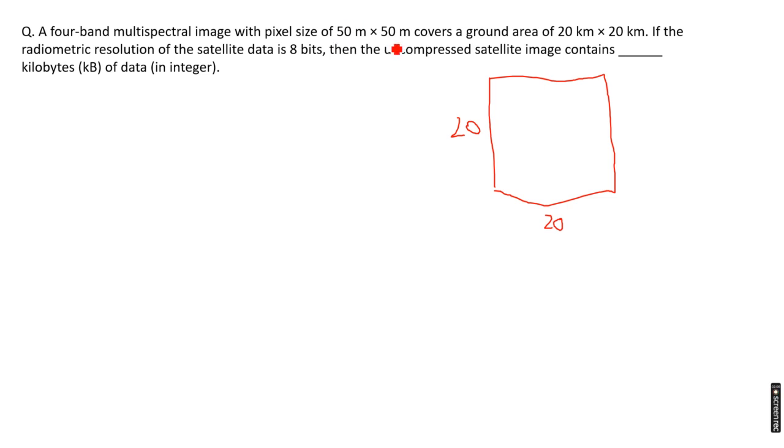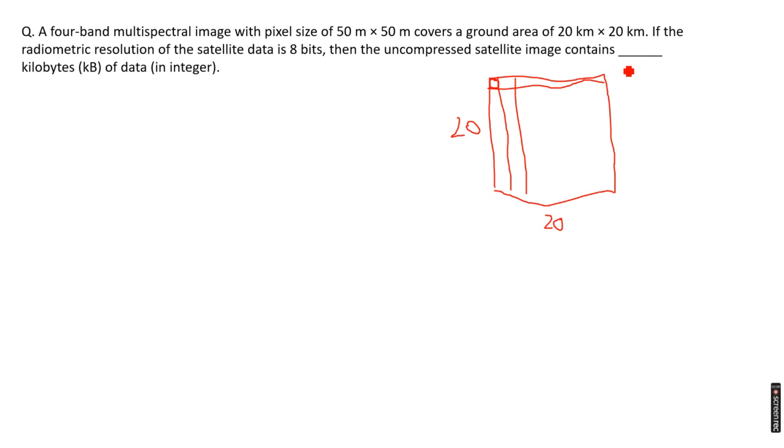Now we know the pixel size. So what we will do is divide the image area by the area of one pixel. So we will get how many pixels are required in the image. So we will do 20 by 20 divided by 50 by 50, and we convert the units into proper units, either meter into kilometer or kilometer into meter.